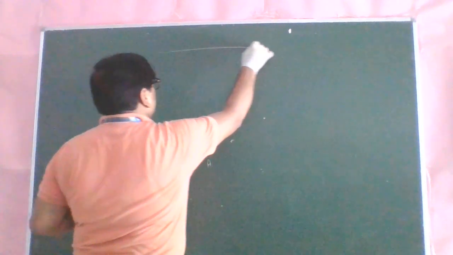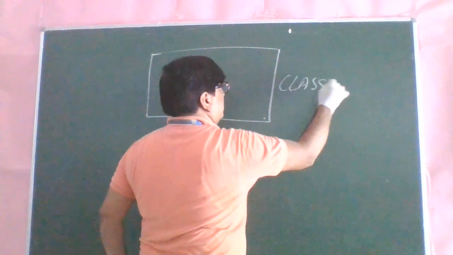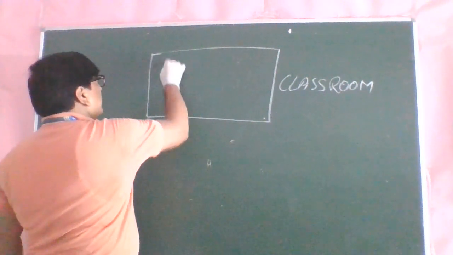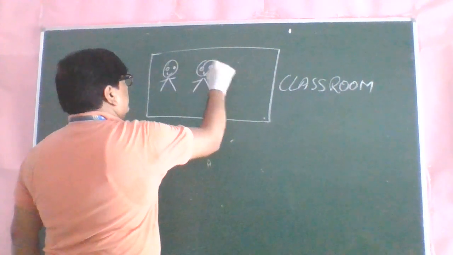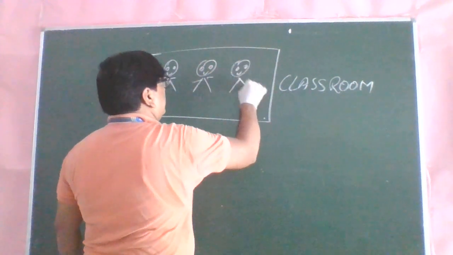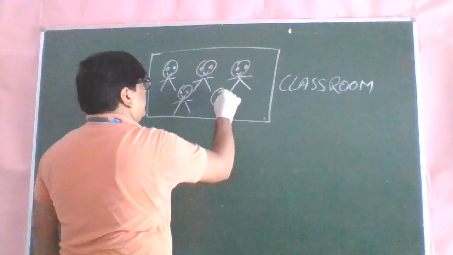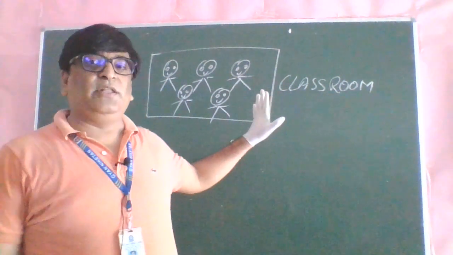अगर मेरा एरिया ऑफ स्टडी है माय क्लासरूम, ये मेरा क्लासरूम है, and here one boy is there, 2 boys there, 3 boys there, 4 boys there, 5 boys are there. Okay, total 5 boys are there in my classroom.